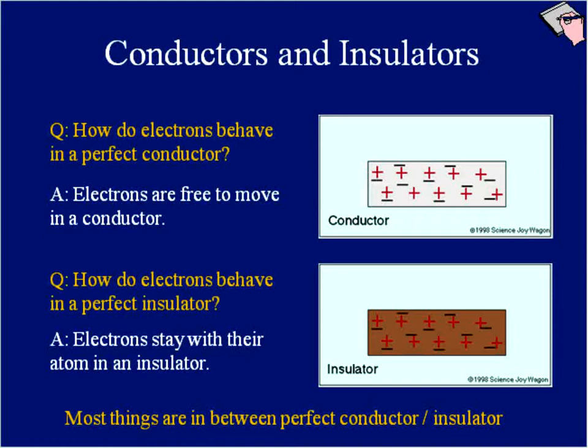Now, conductors and insulators. What's the difference? The difference is that in one case, electrons are free to come out, and in the other case, they are not free to come out.